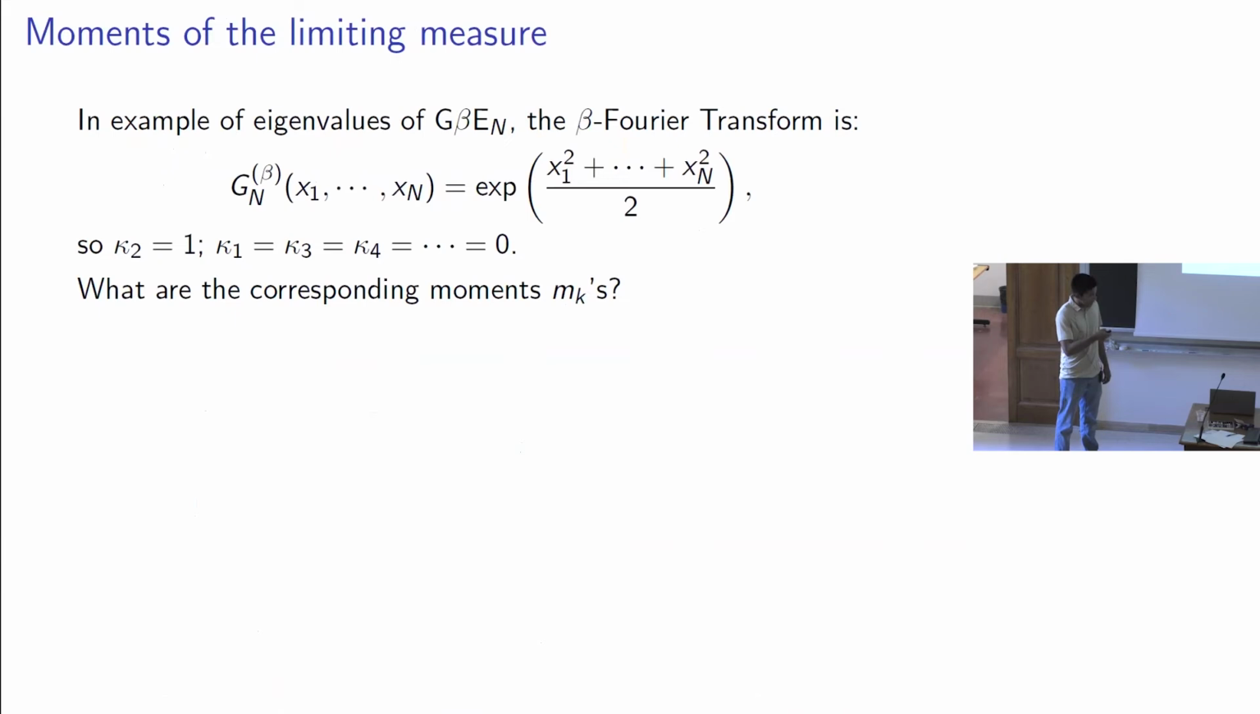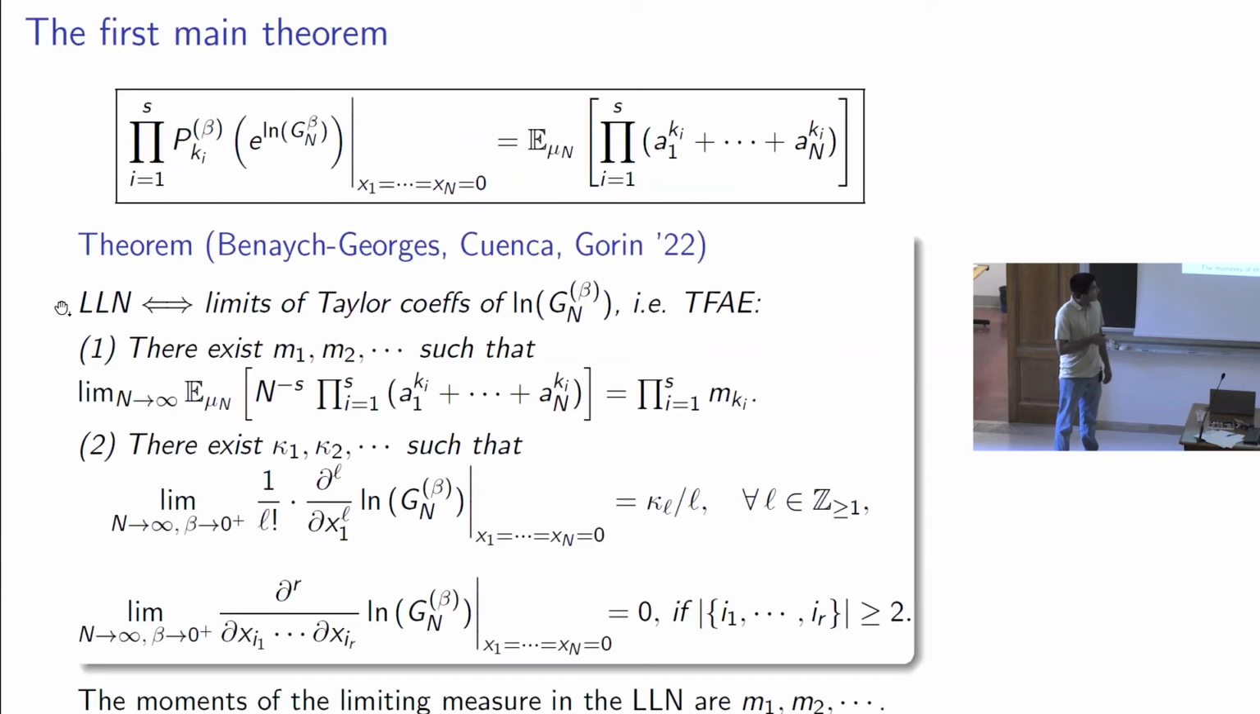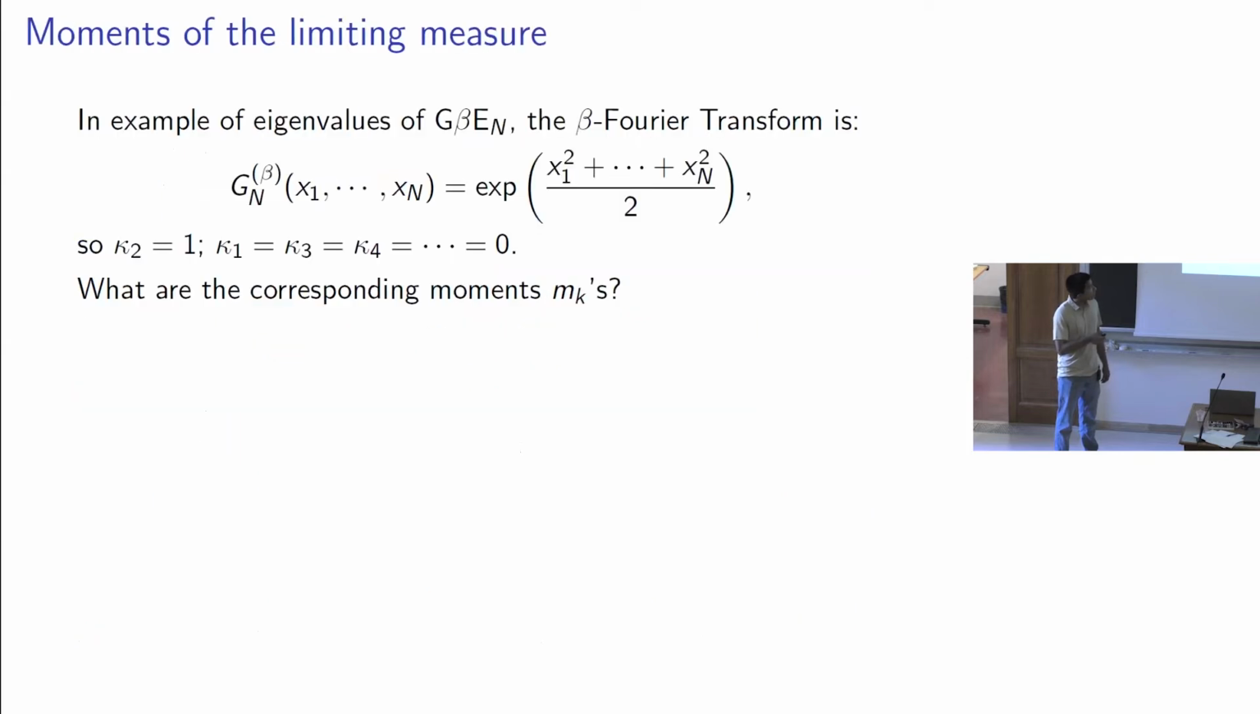So if you go back, you can check that it satisfies these conditions precisely, right? Because if you take, say, partial with respect to x1, then partial with respect to x2 of the logarithm, you get 0, right? If you take two partials of the logarithm, you get some constant, so k2 is equal to 1. And if you take any other number of partials with respect to x1, you get 0. So kappa 1, kappa 3, kappa 4, they're all equal to 0, okay?